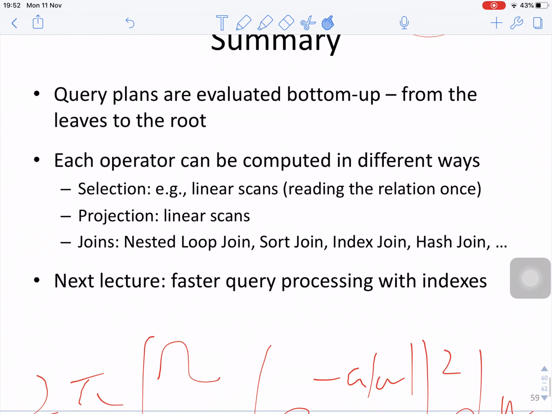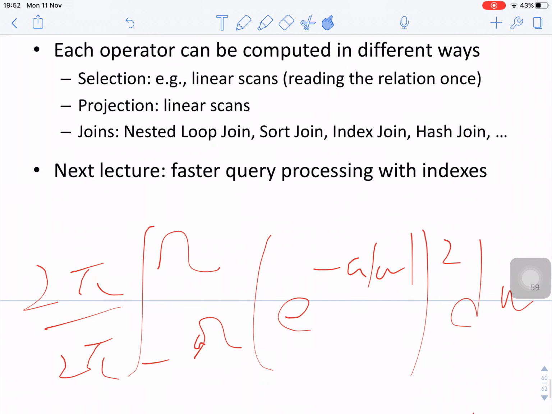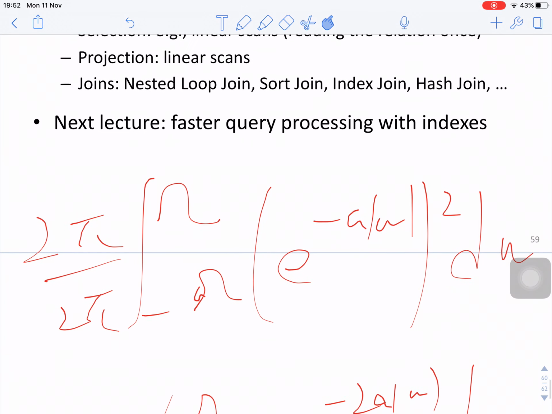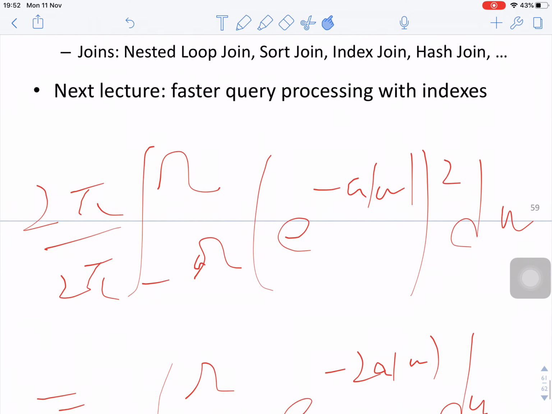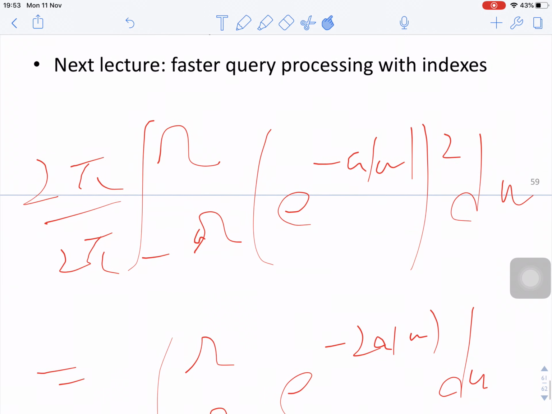Okay, let's continue. In summary, the query plan is evaluated bottom up from the leaf to the root, and each operator can be computed in different ways. For the selection, we use a linear scan. For the projection, we can also do a linear scan. For the join, we can do the nested loop join, sort join, index join, or hash join.